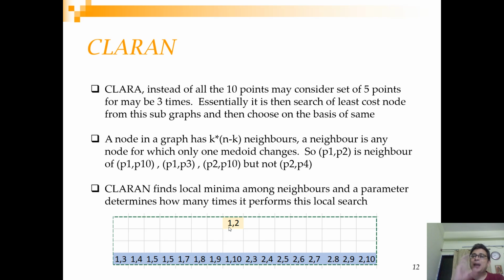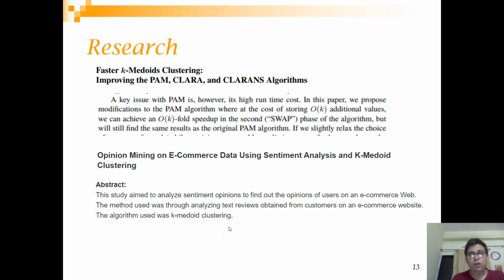Then there is a parameter of CLARANS which tells you how many such local minima you can find by starting from a random node. Whichever gives you the best result, that is the solution you get from CLARANS. It turns out that CLARANS gives you a very, very good result, both in terms of time as well as quality of solution.